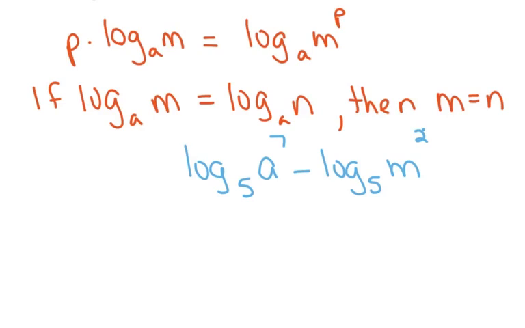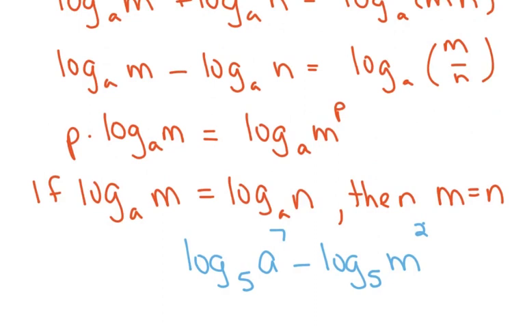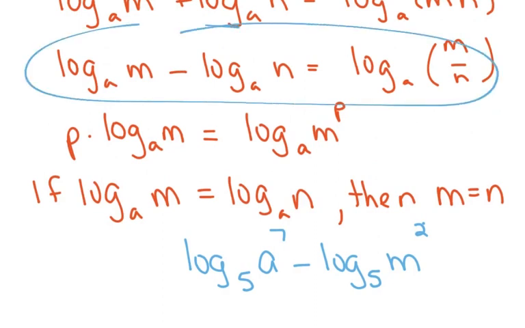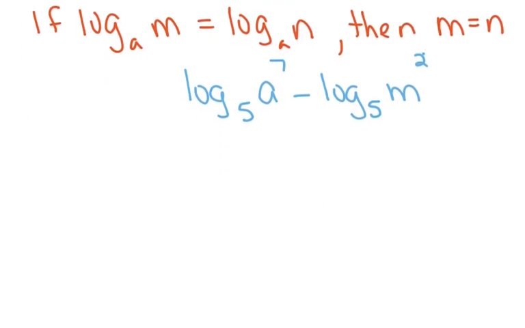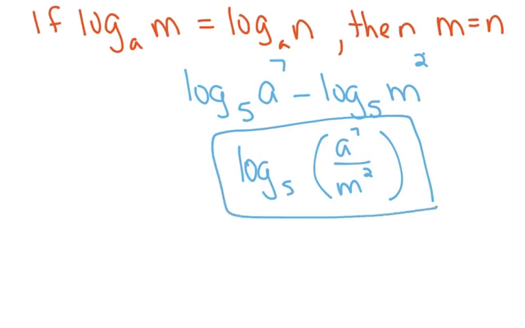Once you get rid of numbers being multiplied in front of the logs, now you can combine them into a single log. Since it's subtraction, I'm going to combine it into a single log by dividing. So the log base 5 of a to the 7th over m to the 2nd. I can't do anything more with this problem. All I wanted to do was simplify it into a single log.